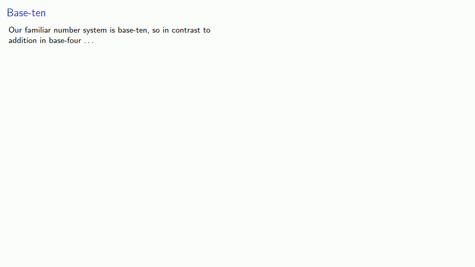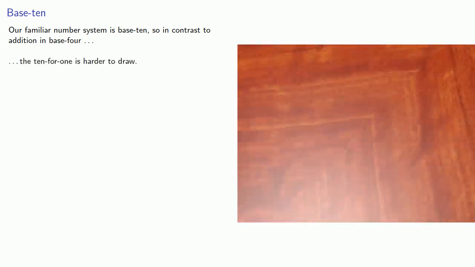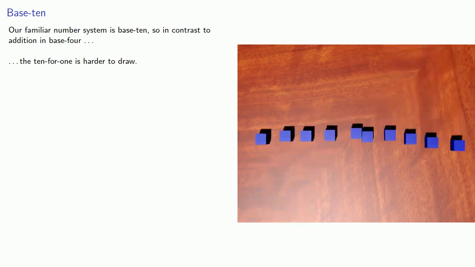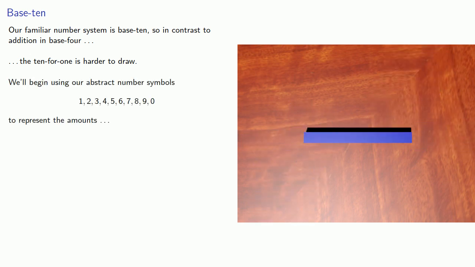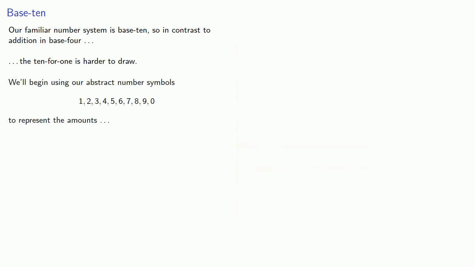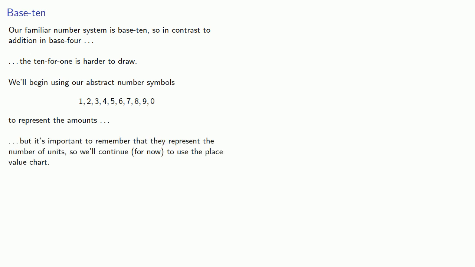Our familiar number system is base 10, so in contrast to addition in base 4, the 10-for-1 trade is harder to draw. Now, we'll begin using our abstract number symbols to represent the amounts, but it's important to remember that they represent the number of units, so we'll continue, for now, to use the place value chart.